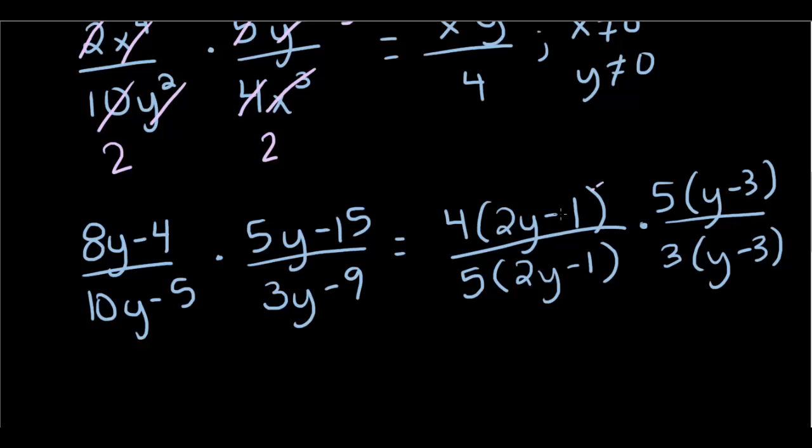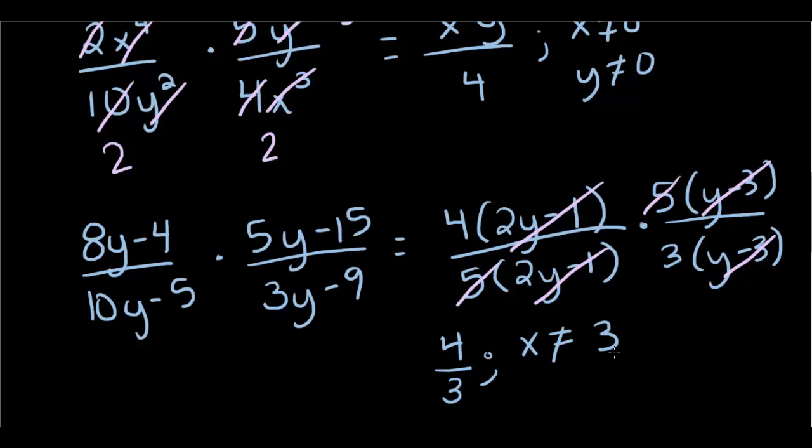So let's see, what can I cancel? Well, I can cancel the 2y minus 1 with the 2y minus 1, the y minus 3 with the y minus 3, this 5 with this 5, and what do I have left? Just the 4 over 3. So that's the answer. Actually, it's not x. We're using y. Y is not 3 because it will make the denominator 0. And y is not 1 over 2. And that's it.